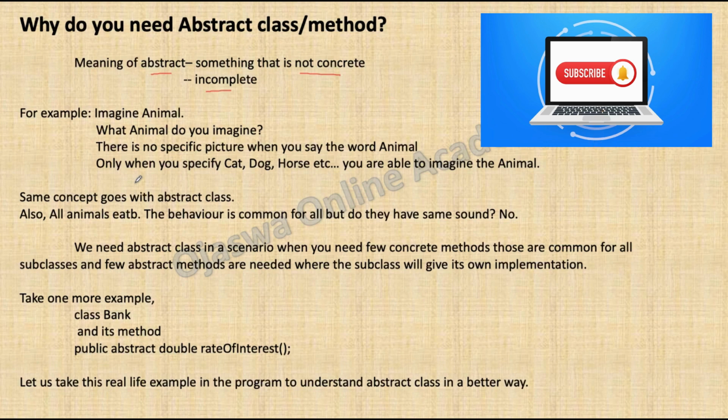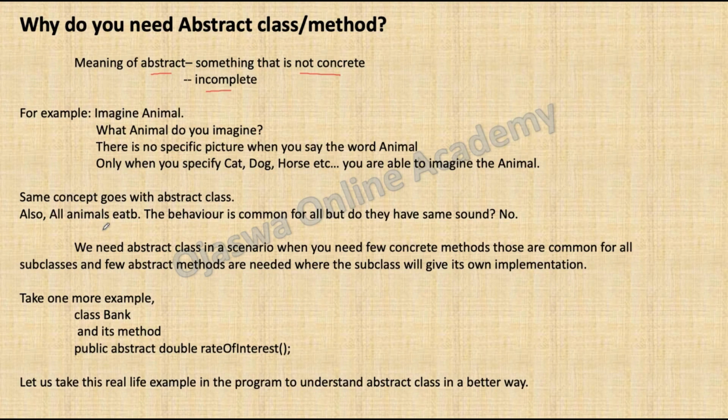Also think of the behavior. When you inherit the superclass, some behaviors are same, but some behaviors are specific to the subclass. For example, in class animal, the method eat. Eating is a common behavior for all living animals. But do they have the same sound? No. Sound is specific to the particular animal. Sound behavior is incomplete in animal class, but you can specify its implementation in the subclass.